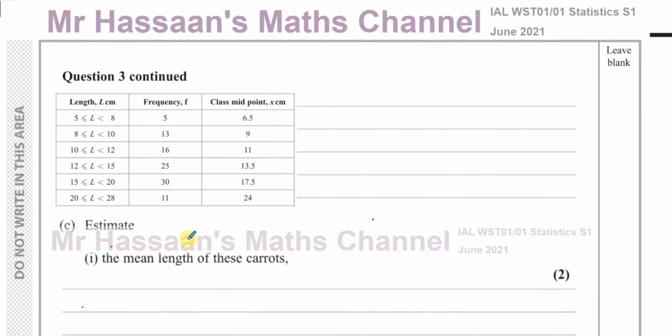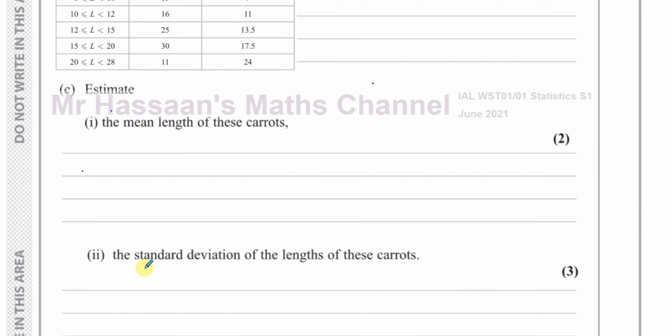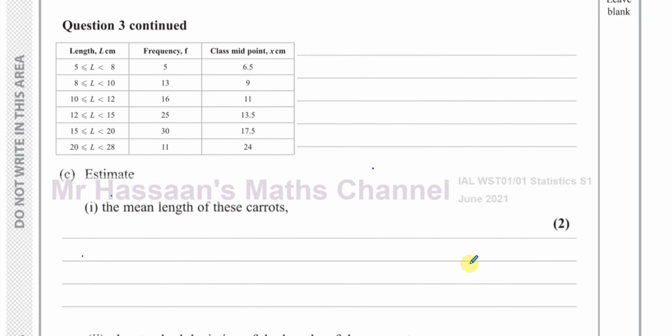Part C says C part 1, estimate the mean length of these carrots, and C part 2 is estimate the standard deviation of the lengths of these carrots. For the mean length of the carrots, we can't find the mean, but we can estimate it, because again we don't know exactly what the values are. We know 5 carrots are between 5 and 8 centimeters, but we don't know exactly their lengths. So we need to take an estimate of the length of these 5 carrots, so we take the mid-interval value, which they've already done for us.